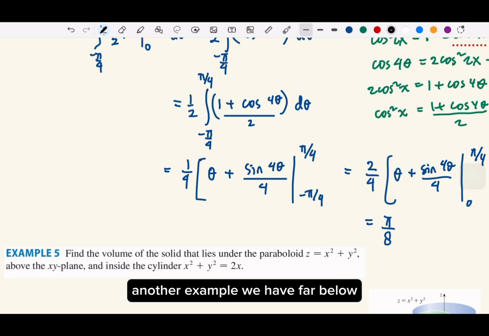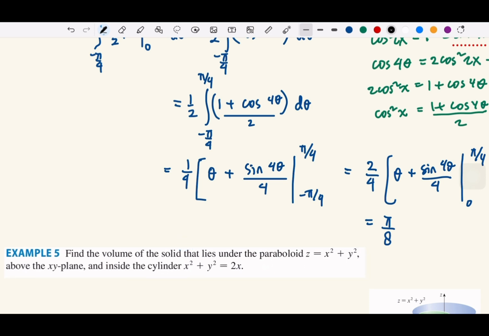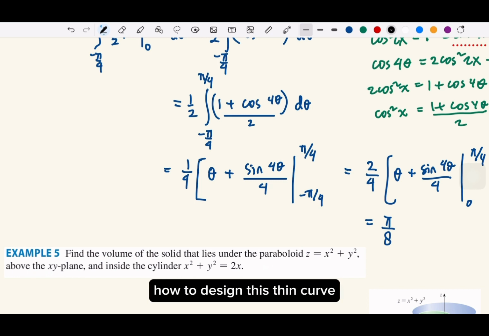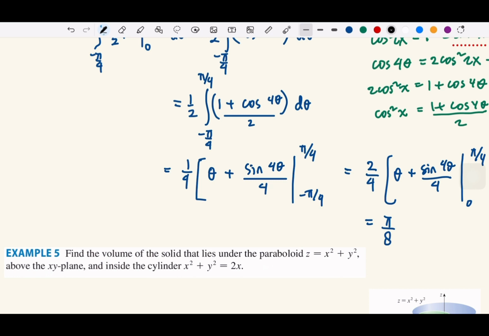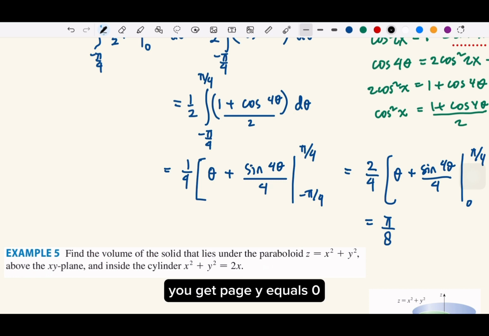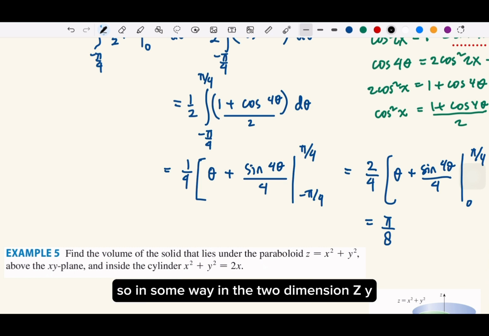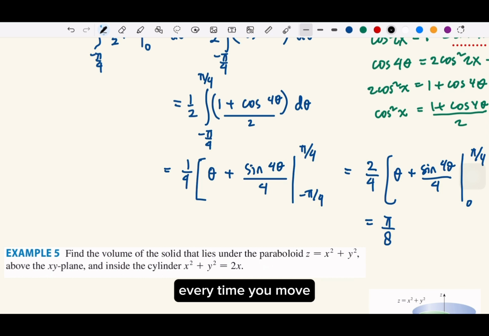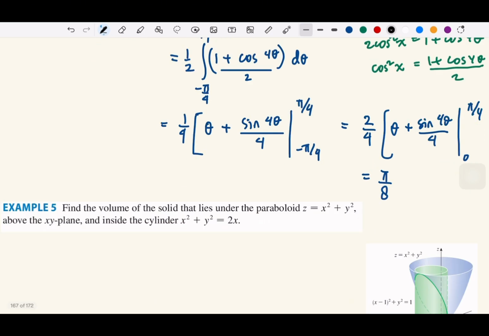Okay, another example, we have a paraboloid. We have this equation. If you are curious how to sketch the curve, you could take y equals 0, you see a parabola. Take x equals 0, you see another parabola. So in the 2-dimensional zy plane, it's a parabola, and in zx also a parabola. If we imagine z, x, y, every time we move, we see parabolas. So that's how we get this, the blue one.